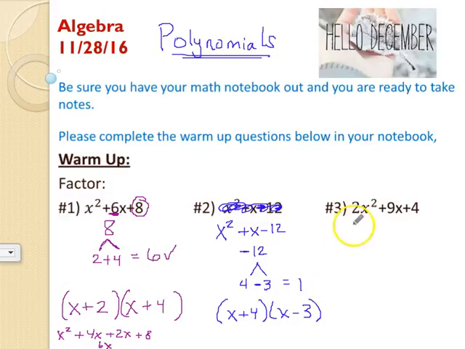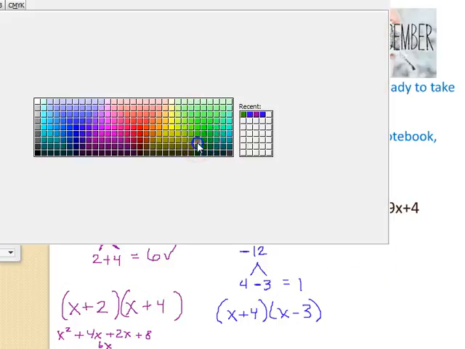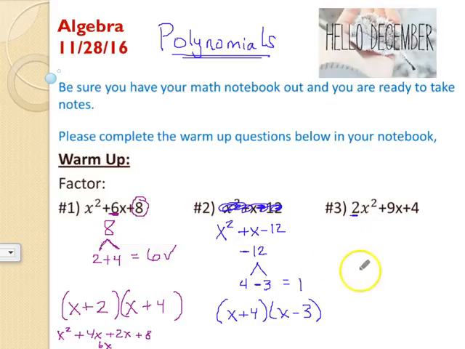All right, so looking at our last one, we've got 2x squared plus 9x plus 4. So now we've got a 2 in front of our x squared. So the steps we've been following so far are not going to work. What we need to do now is use trial and error. To start, I'm going to have a 2x, and then an x, since I've got 2x squared.